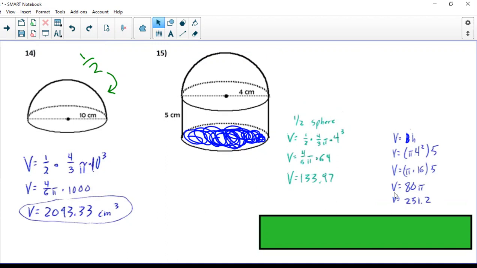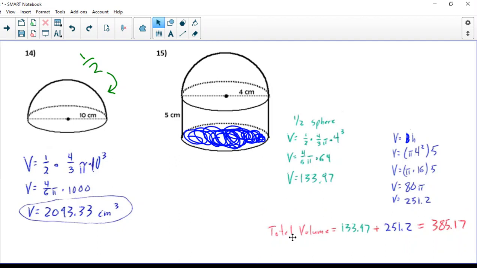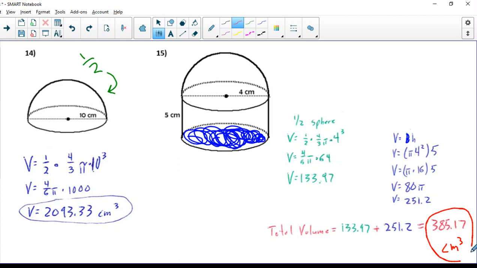All right, so again, kind of a long process here. This is the half the sphere. This is the cylinder. And if I just add these two together, it should give us our final answer here. So this should have been 385.17, and then this would be, again, cubic centimeters. All right, so that's about as difficult as I can make it. Really nothing too much more crazy than these. Hopefully that helps you out.